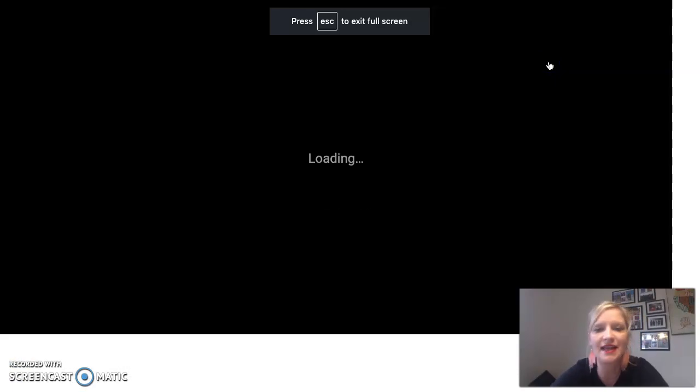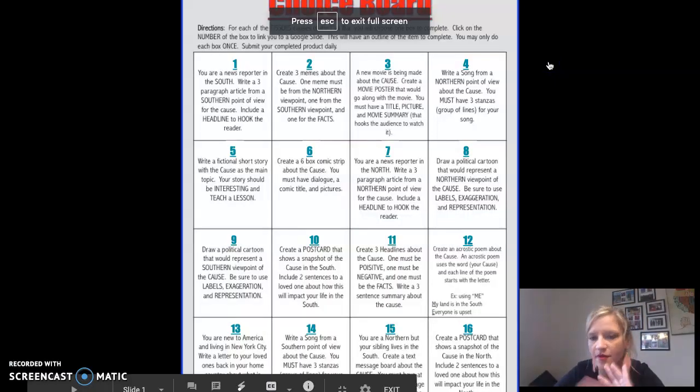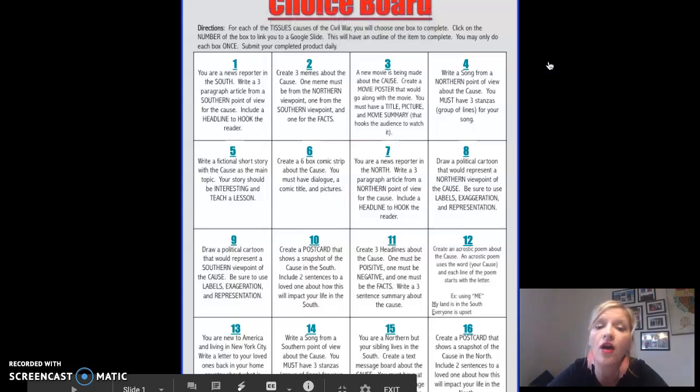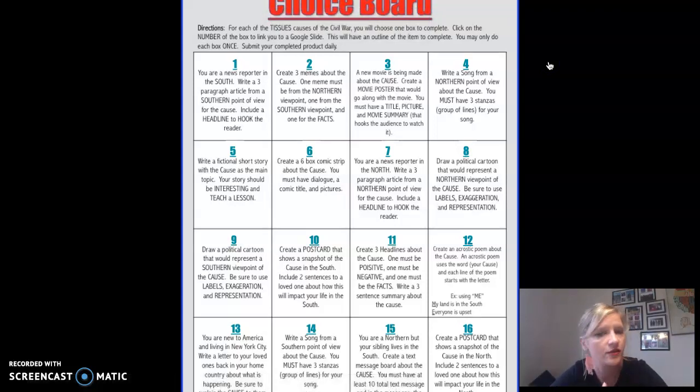I'm going to press present again, and here you can choose any number that you want to do, just not one you've already done. So let's say I wanted to do a song. I'm going to write a song from a northern point of view. It has to have 3 stanzas. That's groups of lines. The lines could be anywhere from 2 to however long you want. So think of stanzas kind of like song paragraphs.